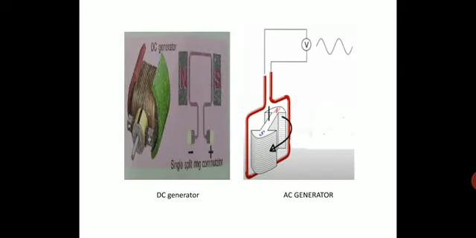In this figure, you see the DC generator and the AC generator. The first figure is the DC generator. The difference between these two types of generator is that in a DC generator, the armature winding is placed on the rotating part, whereas the field winding is placed on the stationary part. It is reversed in the case of an AC generator.